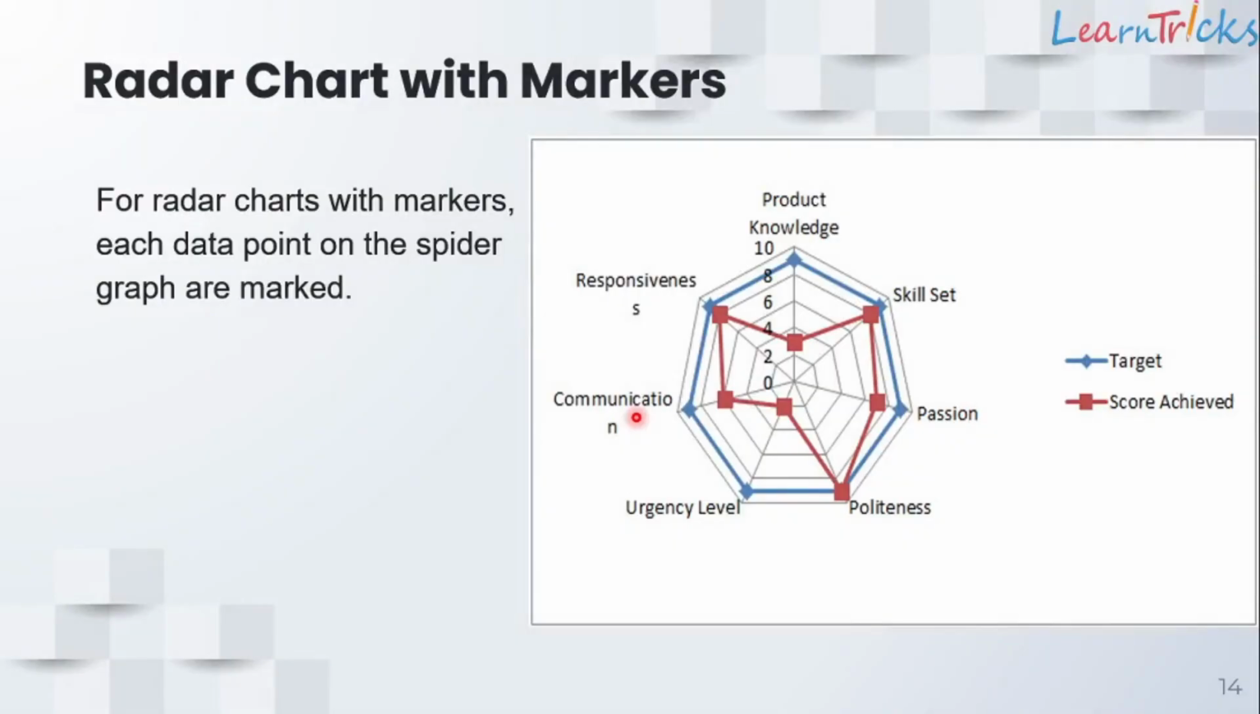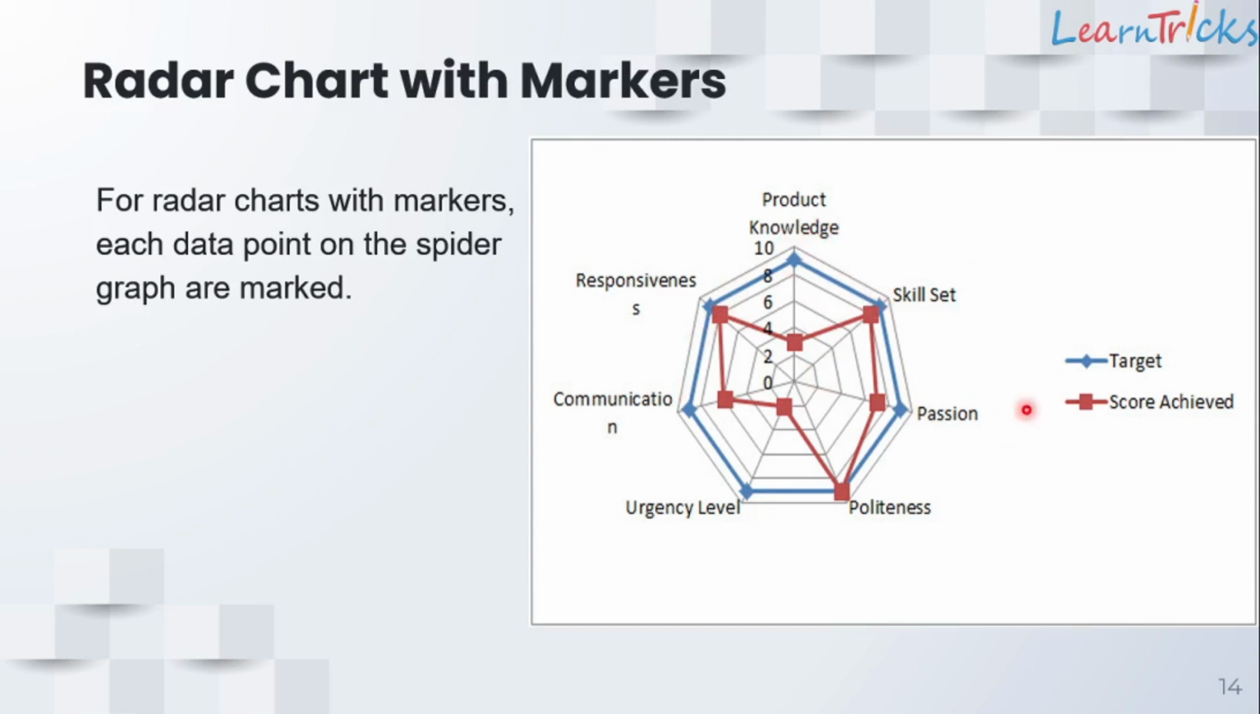Now the next type is the radar chart with markers. For a radar chart with markers, each data point on the spider is marked, right? Then it is called a radar chart with markers, and the area between the center and the line is not filled, right? If this area is colored, then we call it a filled radar chart, right?